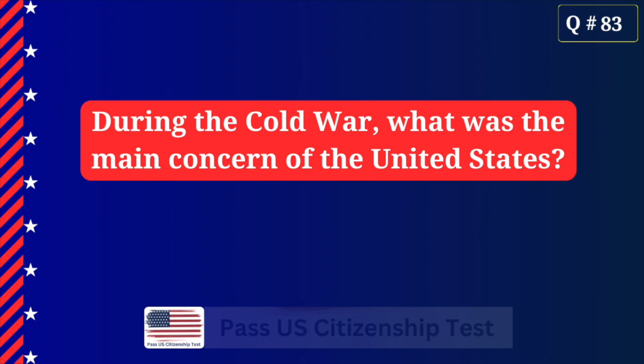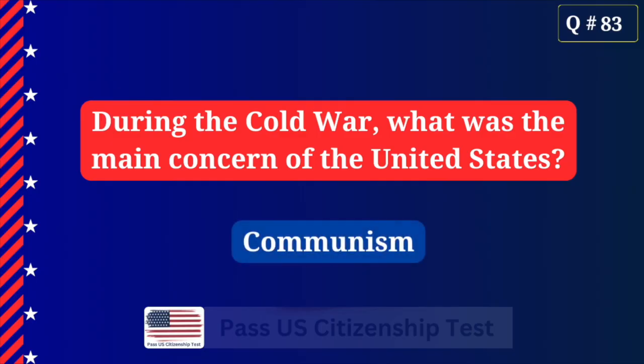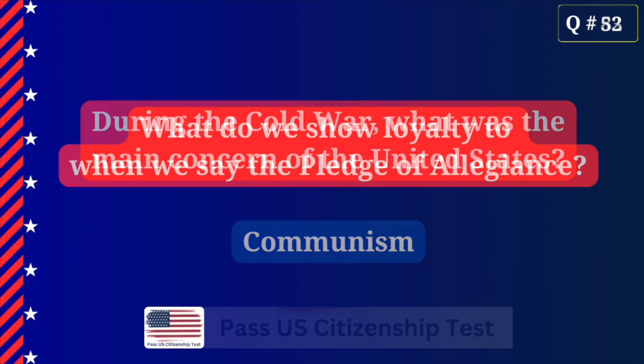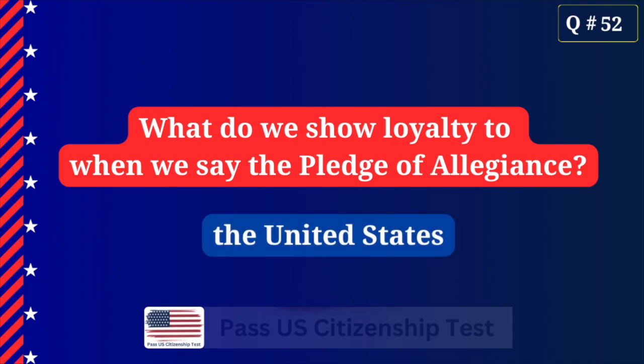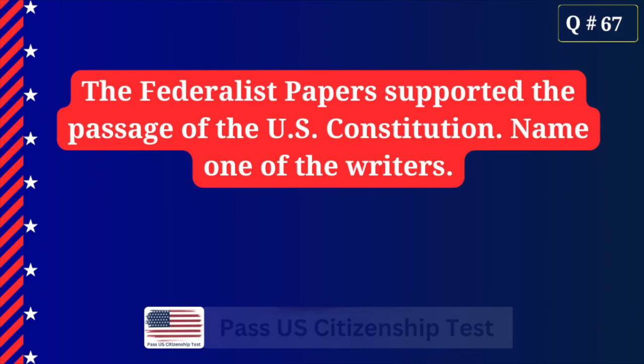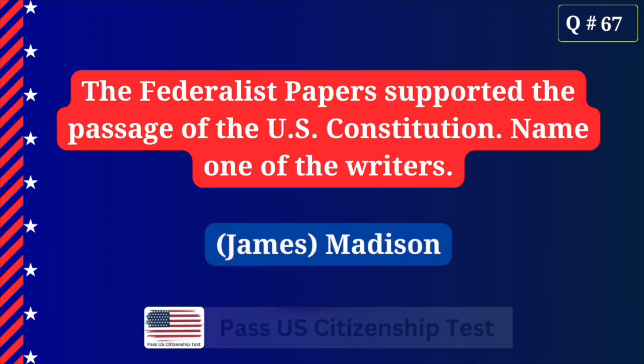During the Cold War, what was the main concern of the United States? Communism. What do we show loyalty to when we say the Pledge of Allegiance? The United States. The Federalist Papers supported the passage of the U.S. Constitution. Name one of the writers. James Madison.